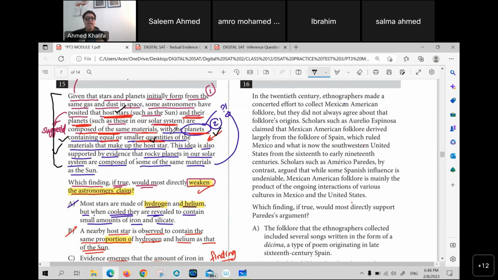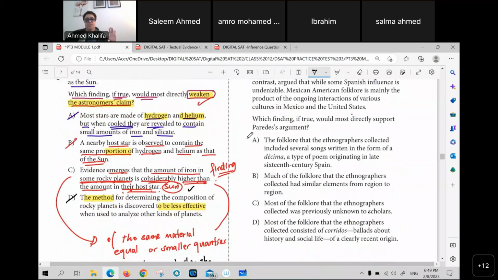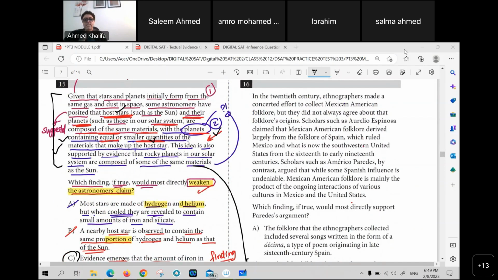You need to understand, this paragraph was talking about something factual. We're talking about the components of what the sun or the host star is comprised of and what the planets are comprised of. We didn't talk about any methods and whether the method is effective or ineffective. For me, guys, this one is the opposite of what is mentioned here in the text. Ready? Let's go.